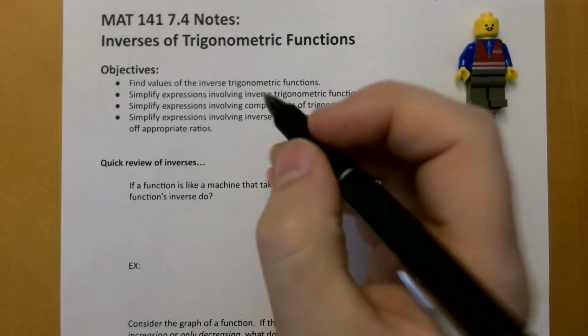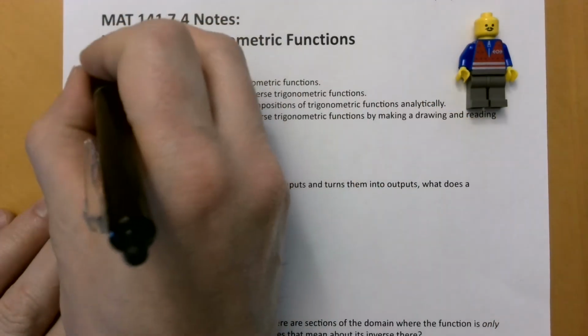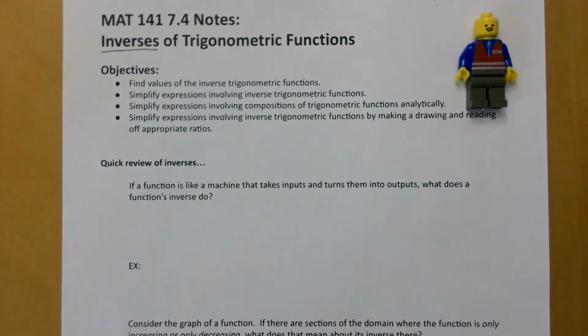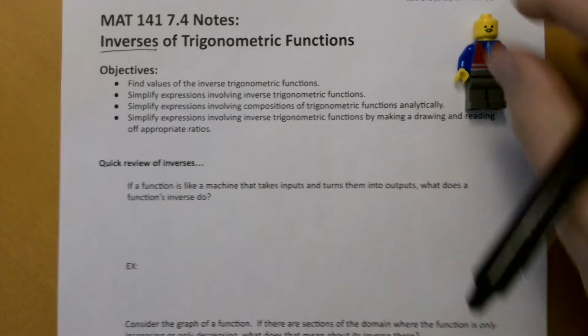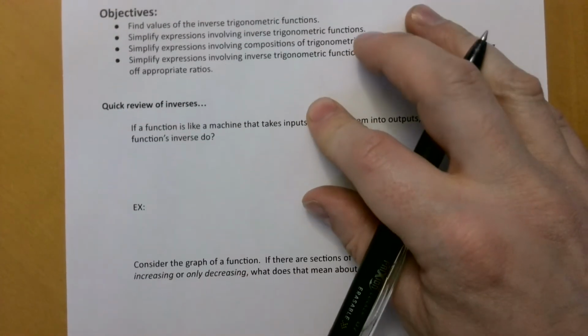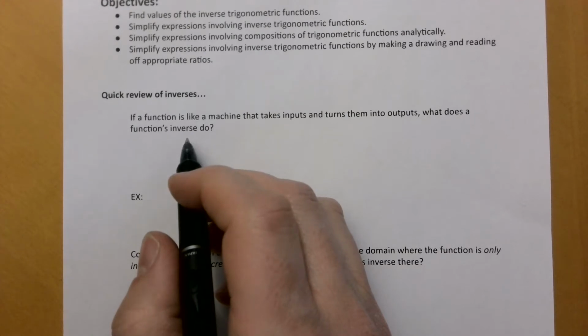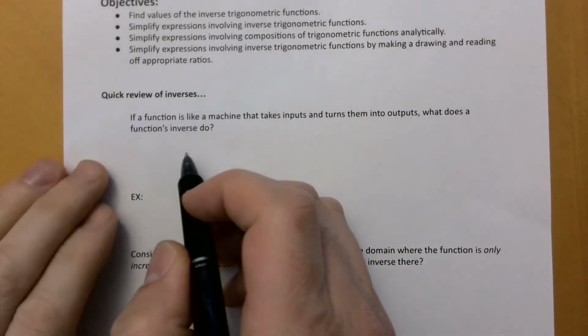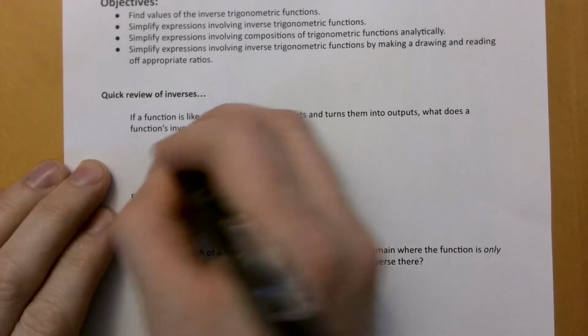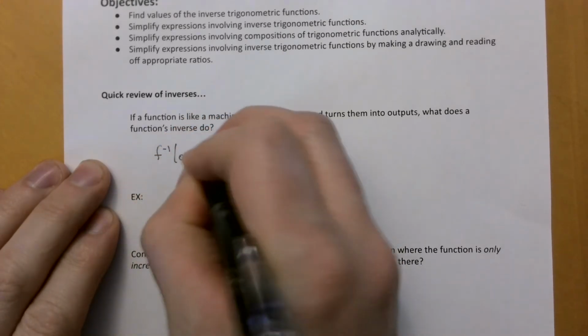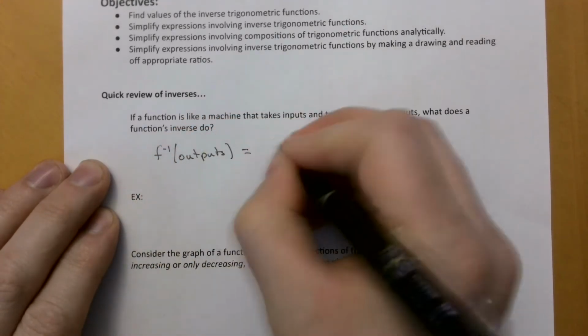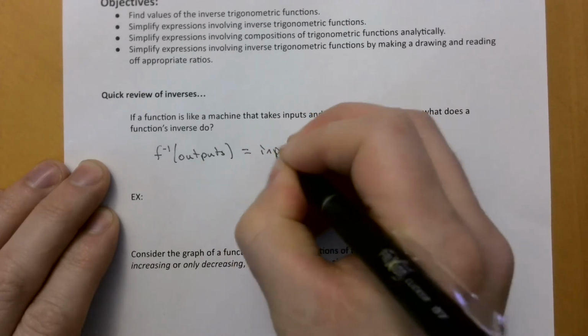All right, so in this section, we're going to look at the inverses of trigonometric functions. I already did kind of foreshadow this in 7.4 when I figured out what sine x equal to 1/2 was equal to. So first, let's just remind ourselves, what are functions? If functions are like machines that take inputs and turn them into outputs, what does a function's inverse do? It takes outputs of the original function and turns them into inputs.